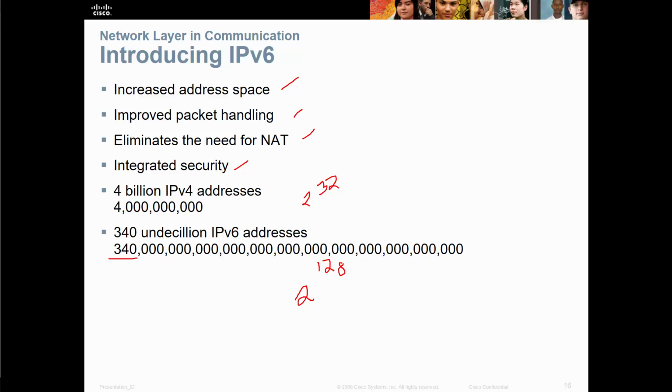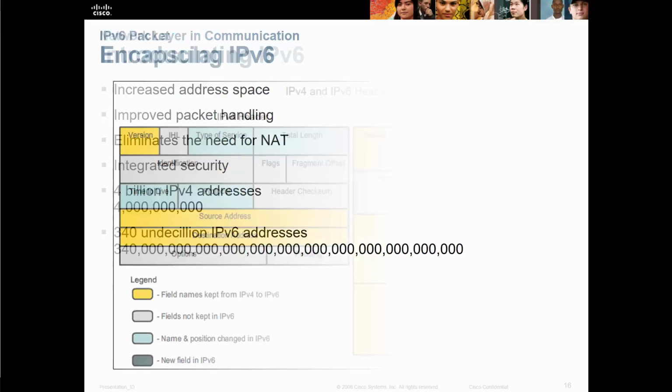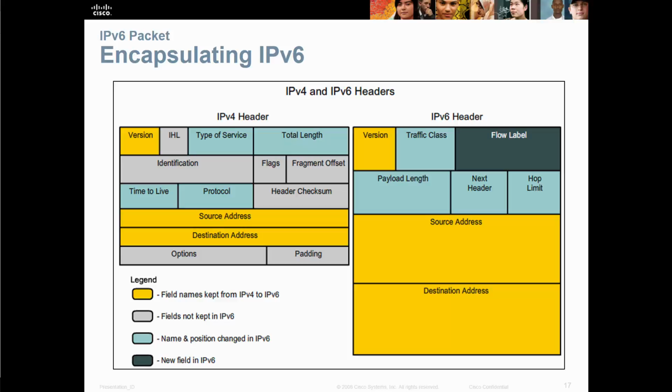So now let's look at a simplified IP header. So IPv4 versus IPv6. You'll notice the IPv6 header is a lot different. It only deals with the version, traffic class, flow label, payload length, next header, hop limit, source and destination. So there are some commonalities between the two, but not all of them. The IPv6 header is drastically simplified.